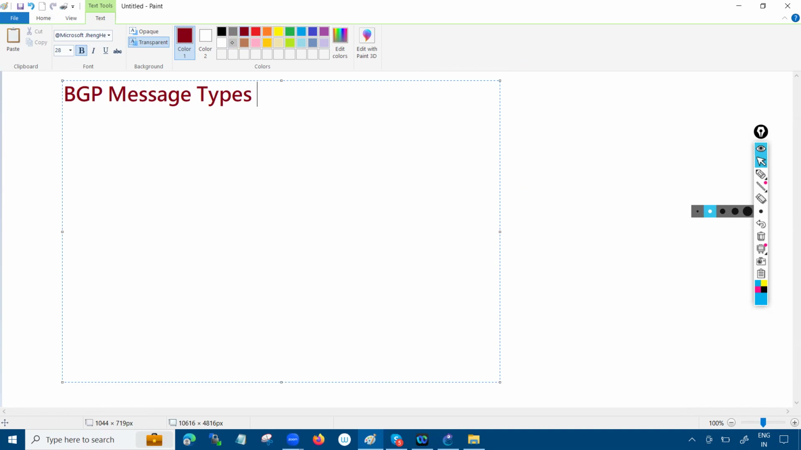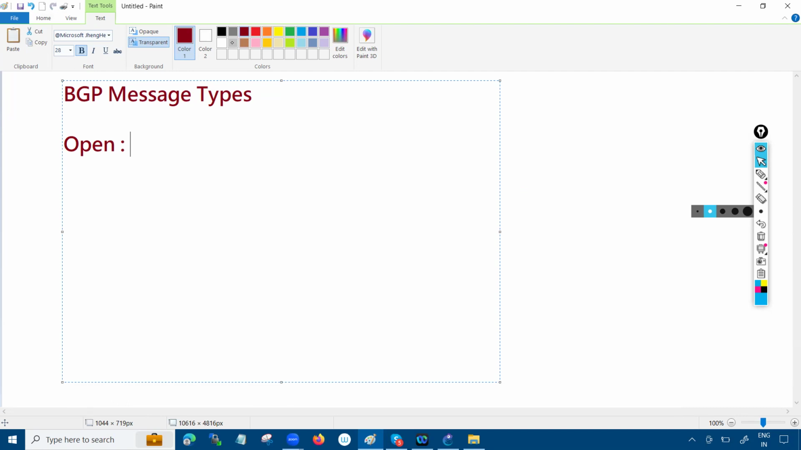Same like that, if you remember the EIGRP routing protocol, we have a query packet, reply packet, acknowledgement packet, hello packet, update packet. Same like that, we have BGP message types, or we can call them packet types as well. The first message type we have is the open packet. Now, what is the open packet used for?